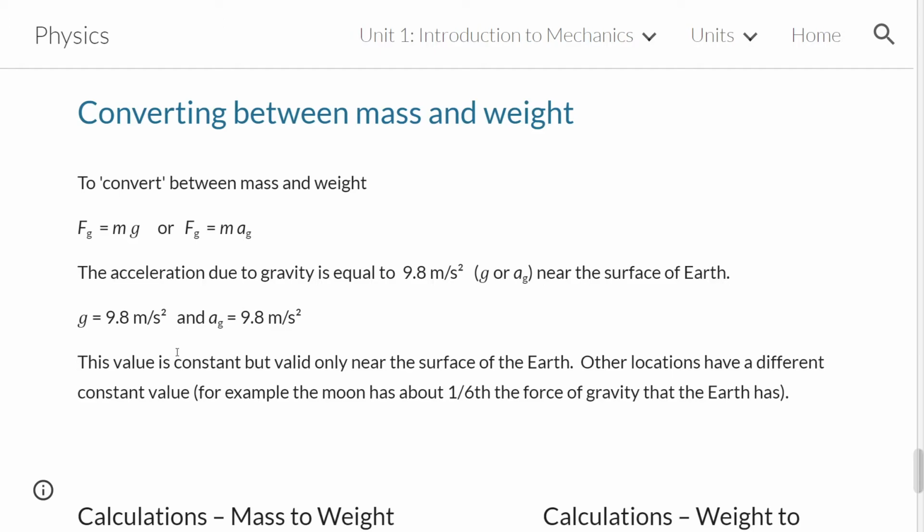The acceleration due to gravity is equal to 9.8 meters per second squared. That's that little g, or a sub g, near the surface of Earth. This value is constant, but valid only near the surface of Earth. Other locations have a different constant value. For example, the Moon has about 1/6 the force of gravity that the Earth has.